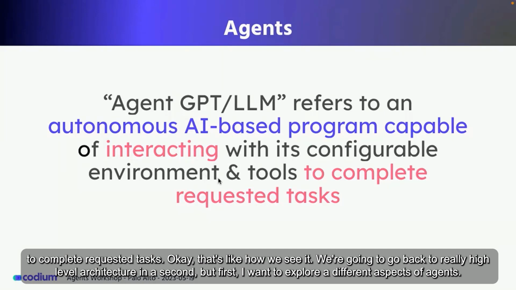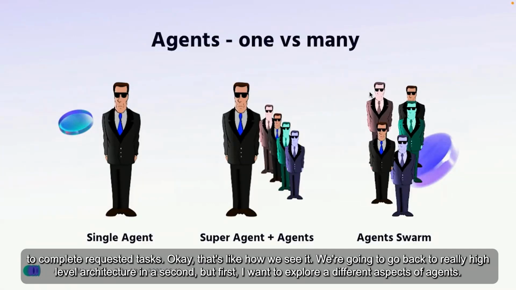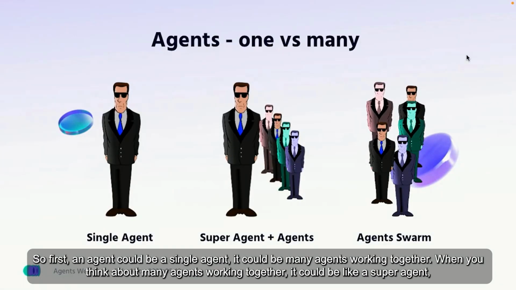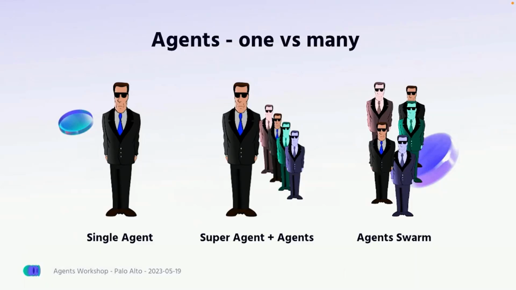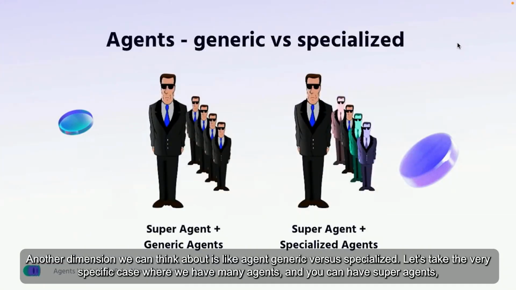We're going to go back to a really high-level architecture in a second, but first I want to explore different aspects of agents. So first, an agent could be a single agent. It could be many agents working together. When you think about many agents working together, it could be a super agent, a main agent, or something like that, coordinating a few other agents working together, right? Or it could just be a swarm or so.